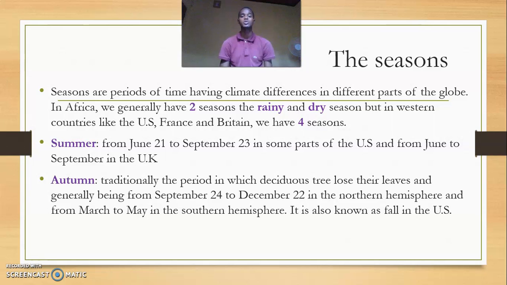After that we have autumn, also known as fall in the US. Traditionally, the period in which deciduous trees lose their leaves, and generally being from September 24 to December 22 in the Northern Hemisphere, and from March to May in the Southern Hemisphere. So in the US, you probably will only hear the word fall and not autumn instead. They say fall in the US because tree leaves fall down at that period.